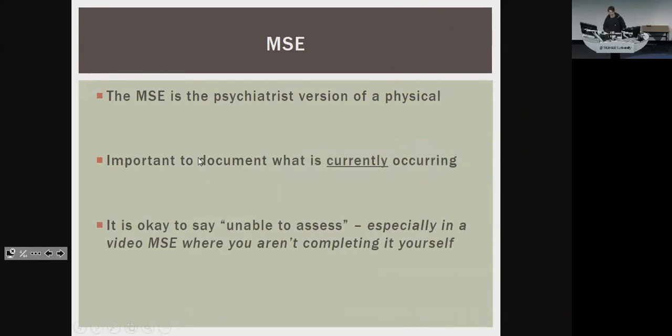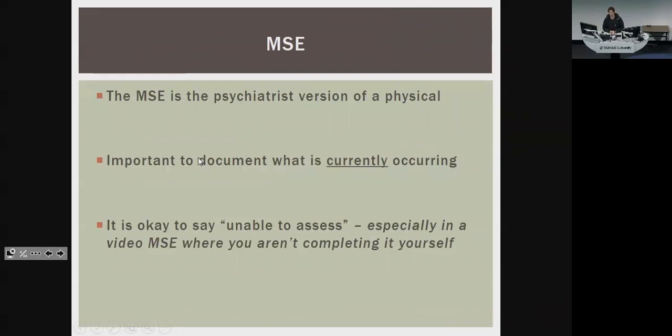So the mental state examination is the psychiatrist's version of a physical, okay? It's an objective assessment of the patient's psychiatric state, okay? And the reason that they do it is because it means that if I do an MSE and you do an MSE, they should be comparable. Versus if a patient tells me they're sad, they might tell you that they're, I don't know, less sad or happy, and that's subjective, so it's different. Whereas the mental state exam is objective.